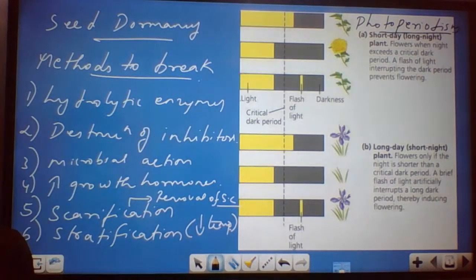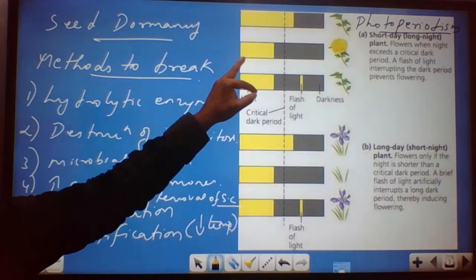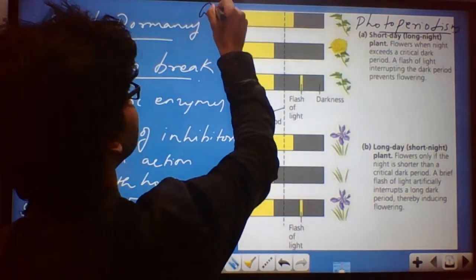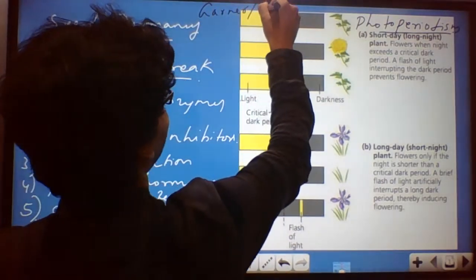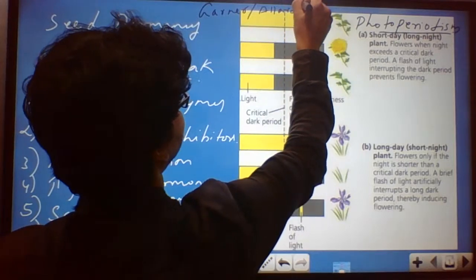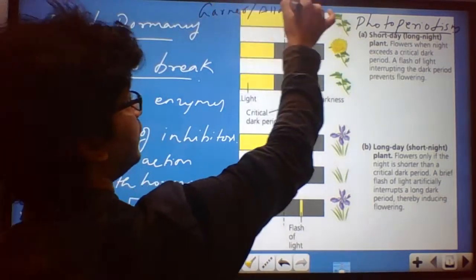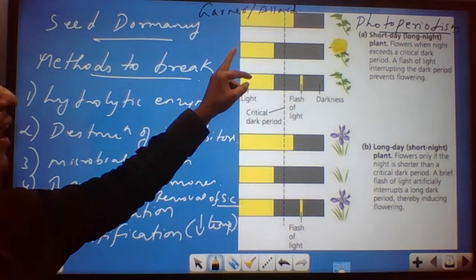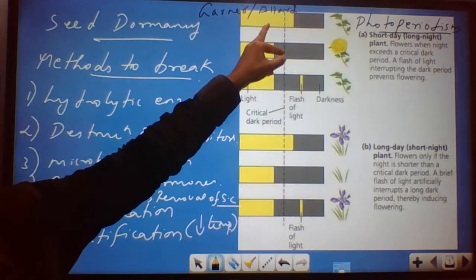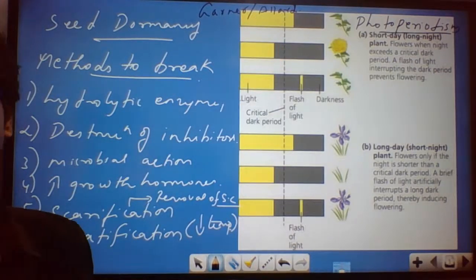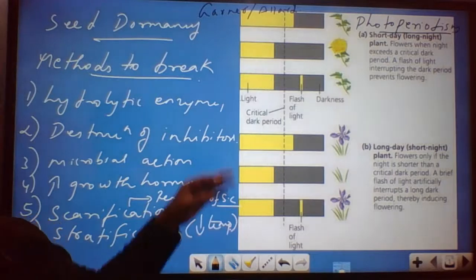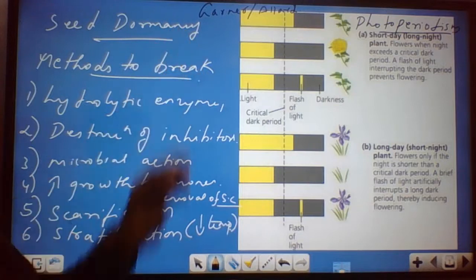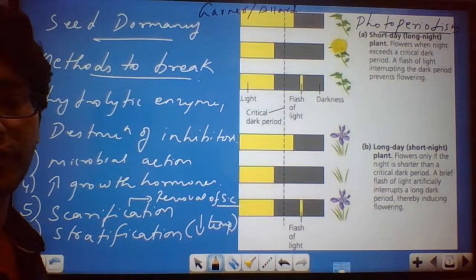The concept of photoperiodism was proposed by Garner and Allard. If it's not clear, I'm just spelling it: Garner and Allard. Okay, Kirti, yes, fine. Garner and Allard proposed this photoperiodism. So based on that, what's the factor for photoperiodism?